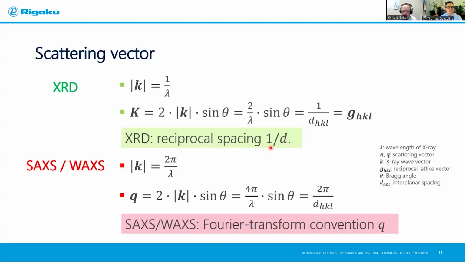However, for SAXS, we multiply the k vector by 2 pi. This is because we use the Fourier transform convention, small q. So that's the difference in definition between X-ray diffraction and small angle, wide angle scattering.